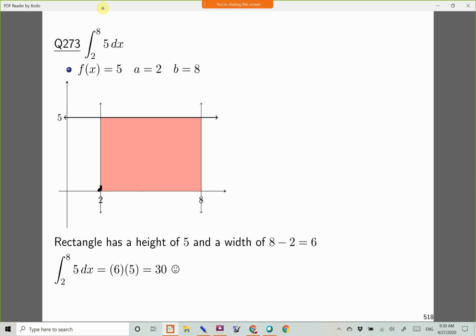To answer this question, we'll have a new method on Wednesday, but we need to get started by making this as concrete as possible with some geometry, using our area formula for a rectangle. The answer to this signed area question is going to be 30. Hope we're doing all right with that one.